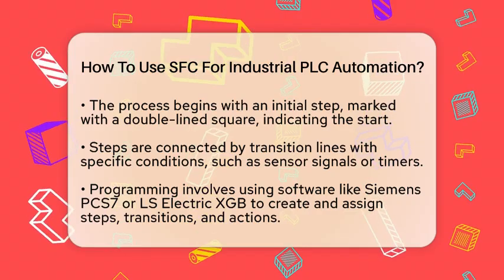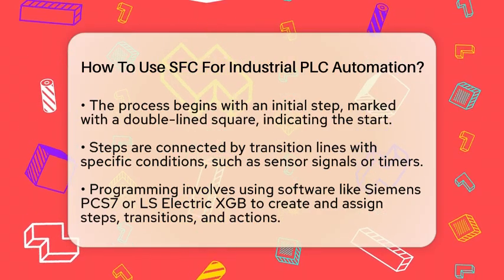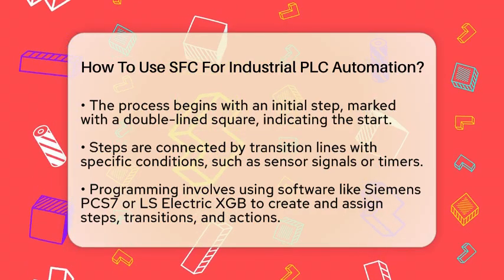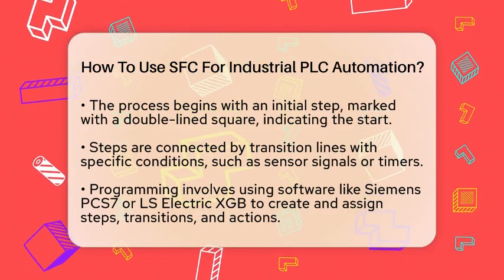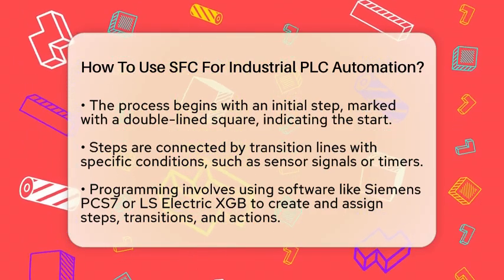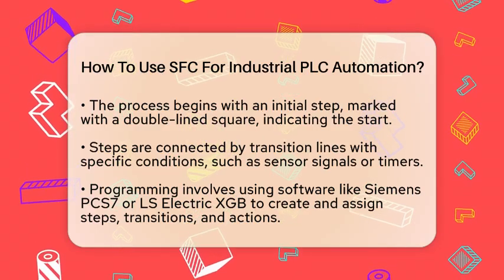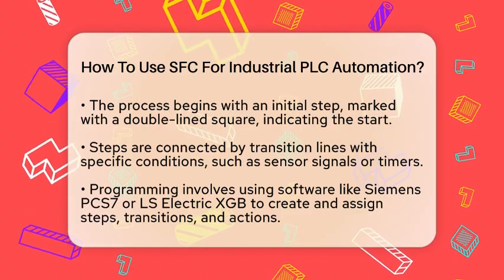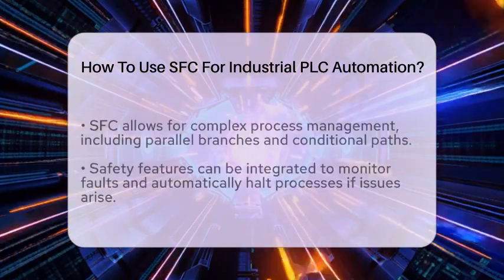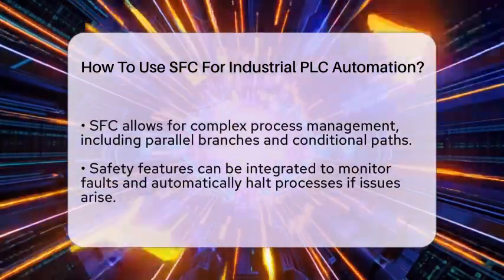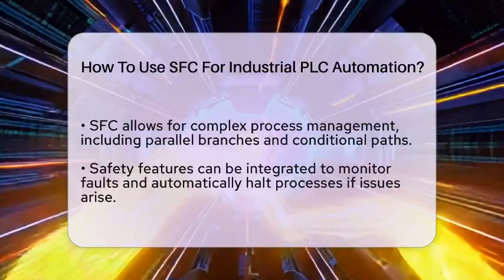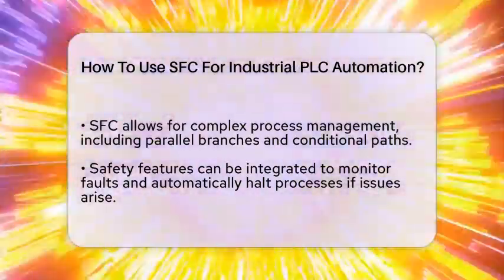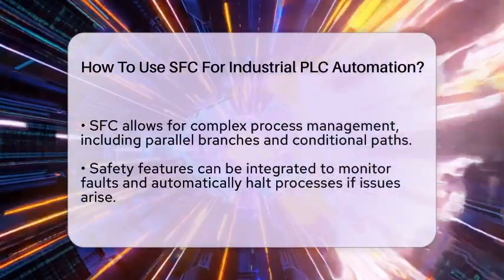Once you have your sequence mapped out, you can program it into your PLC using software that supports SFC. Popular options include Siemens PCS 7 or LS Electric XGB PLC programming environments. Drag and drop the steps and transitions onto the programming interface, then assign actions to each step. Make sure to set the transition conditions based on real sensor inputs or internal variables. This way, the PLC knows exactly when to switch from one step to the next.